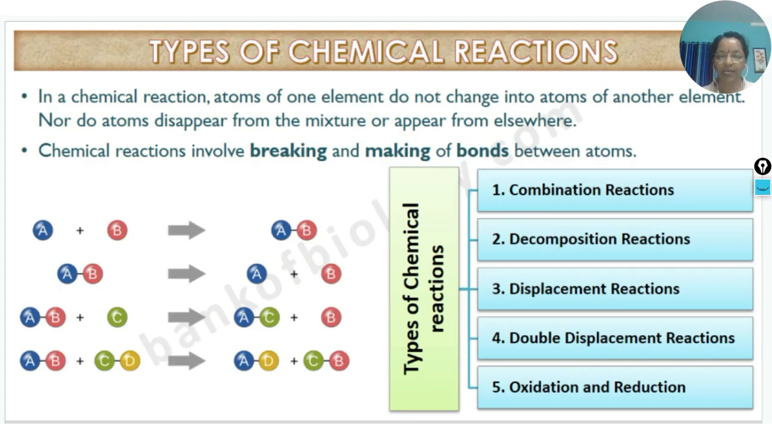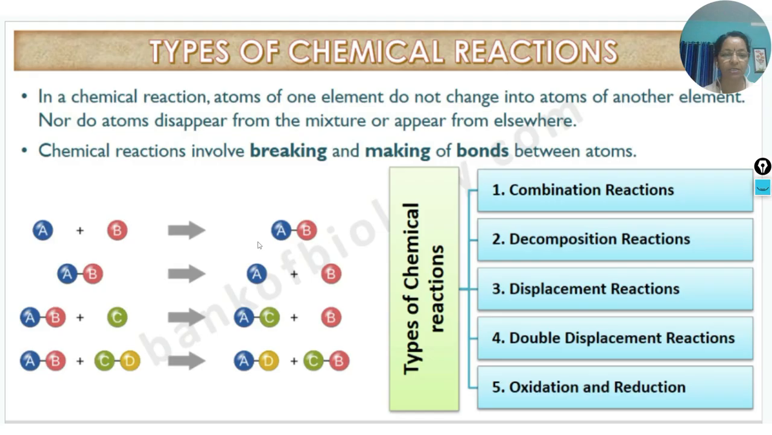Five different types of reactions are shown here. Out of that, four are represented diagrammatically. Number one is combination reaction, number two decomposition reaction, number three displacement reaction, number four double displacement, and oxidation and reduction reactions. These are the main five different types of chemical reactions. And the pictorial representation is shown here.